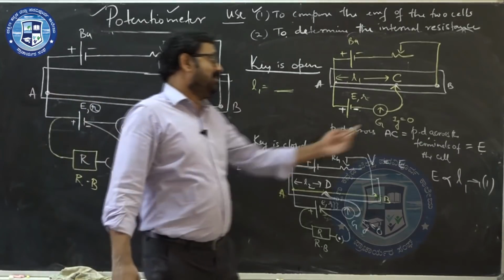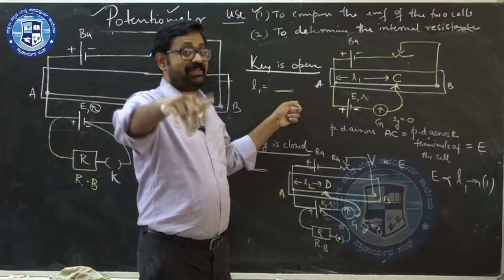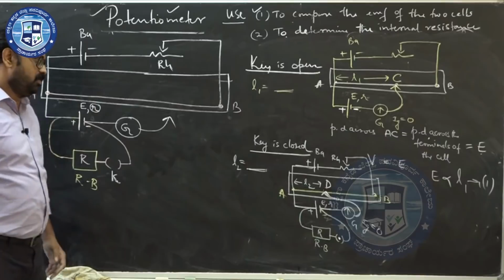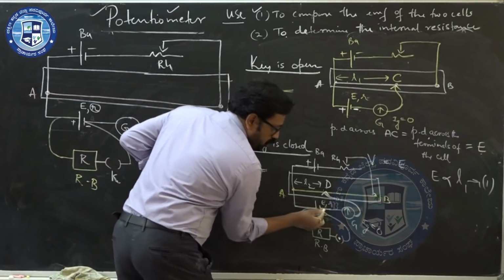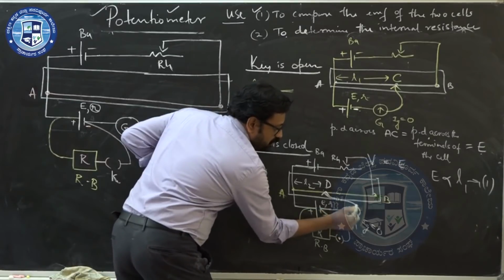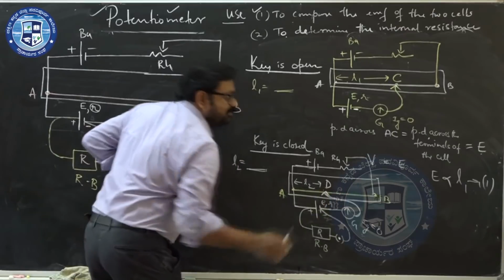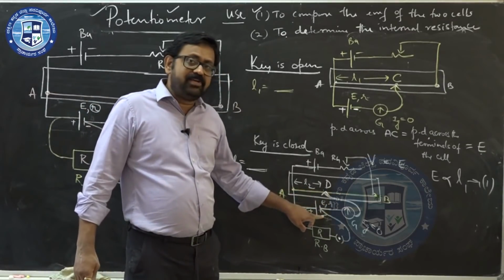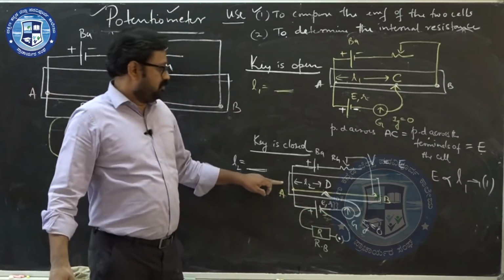Why do we call it a balancing length? Because at that time the current flowing through the galvanometer is 0. L1 is the balancing length when the key is open. L2 is the balancing length when the key is closed. What is the current flowing through the galvanometer? 0. What is the current in this part? 0. Correct? Which means D and the negative terminal of the cell are at the same potential.